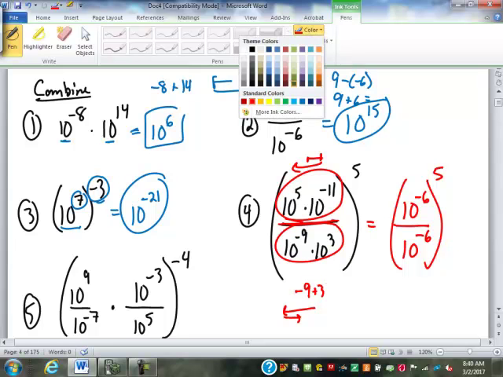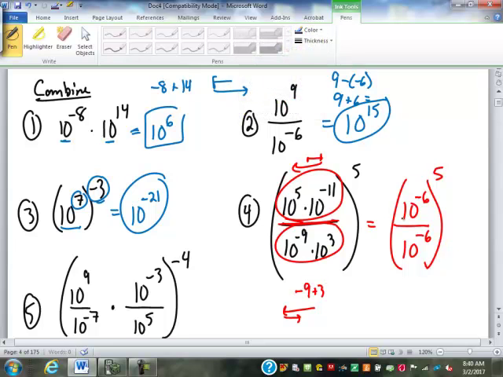So next we do the fraction bar. 10 to the negative 6 divided by 10 to the negative 6. When we divide, we do what with the powers? Subtract. What is negative 6 minus a negative 6? That becomes negative 6 plus 6, which is 0. That's 10 to the 0.